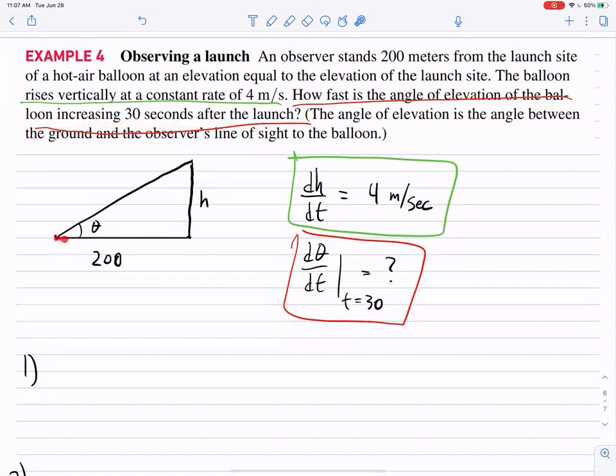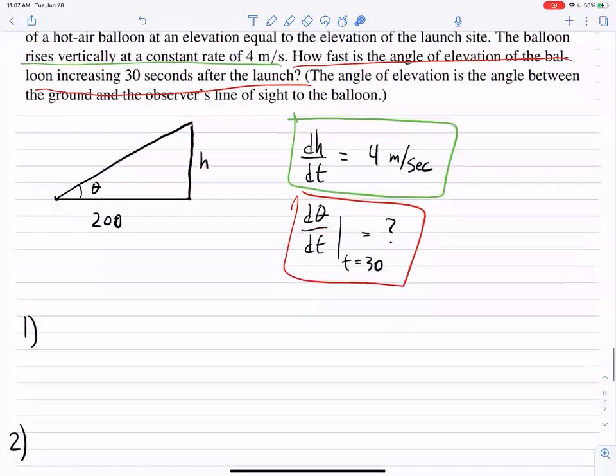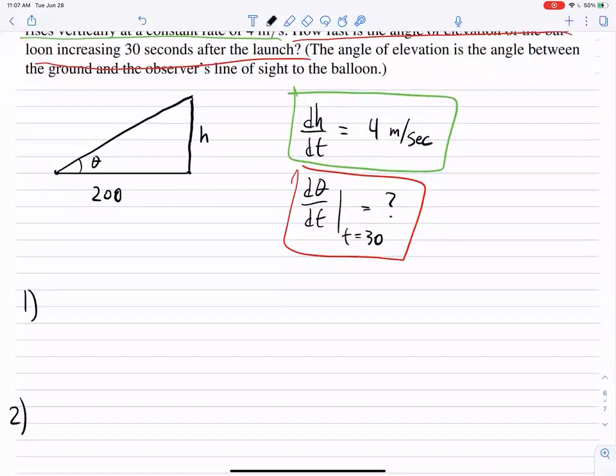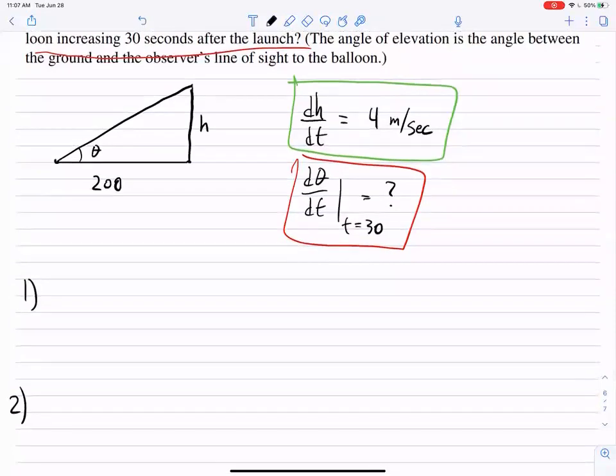And so here's the picture. We're standing here 200 meters away, and the height of the balloon is h. They tell us that it's rising at 4 meters per second, so dh/dt. And we want to know what d theta/dt is. So we need a relationship between h and theta. And because we have h right here and 200 there, it seems pretty clear that it should be tangent. So tangent of theta is equal to opposite h over adjacent.